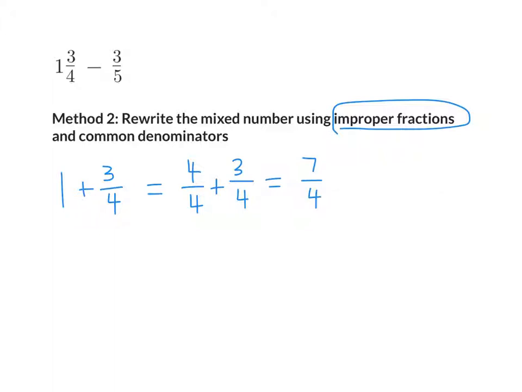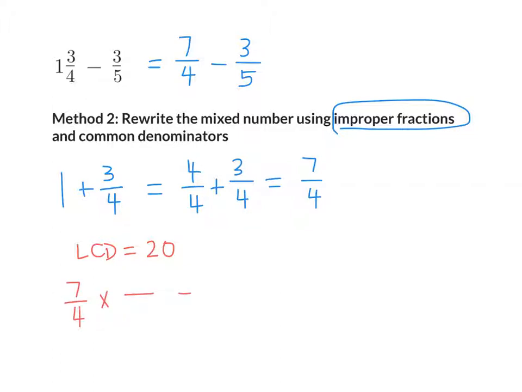Okay, so now I could rewrite this question. Instead of 1 3/4 minus 3/5, I could do, that's 7/4 minus 3/5. Do you agree? Isn't that the same thing? Isn't 1 3/4 the same as 7/4? Okay. Now, we still don't have like units, so we still have to make like units. We knew from our work before that our LCD is going to be what? 20.